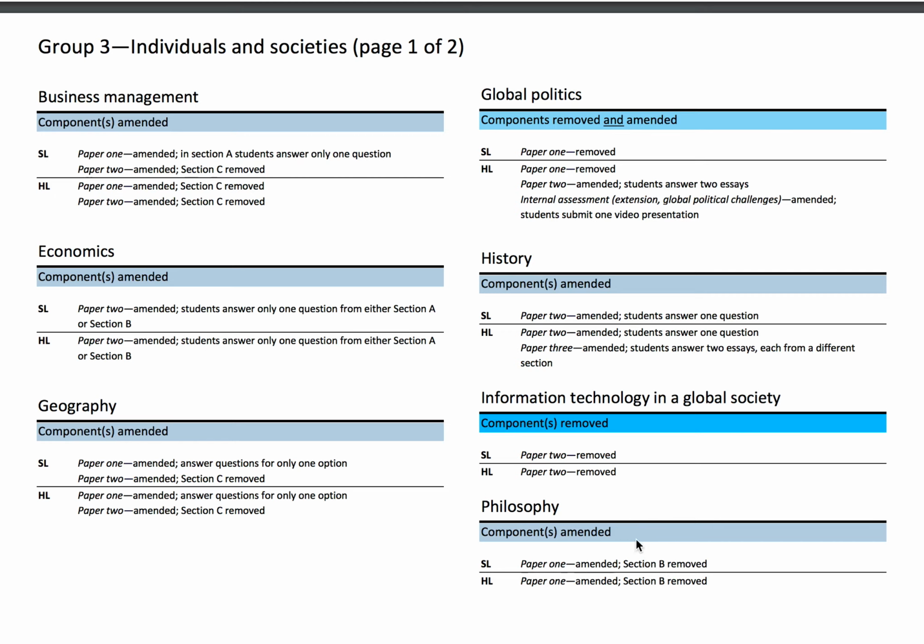For philosophy, they amended it, the whole paper will be shortened, only have to do section A. So when you look at the past papers, just focus on the section A style of questions, which will be the ones that are most likely to be kept, and also the marks should be similar.